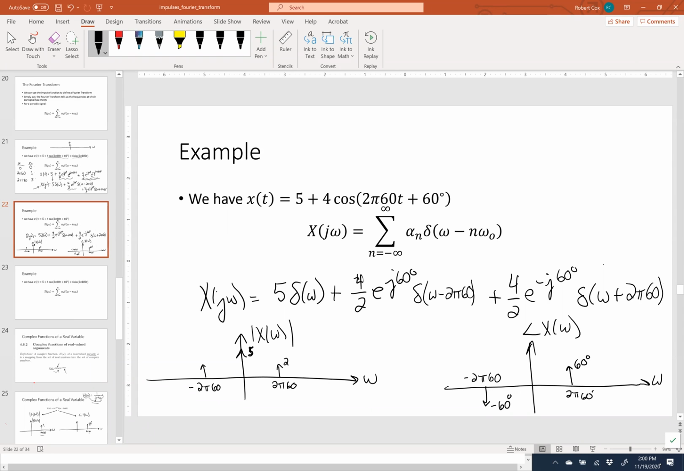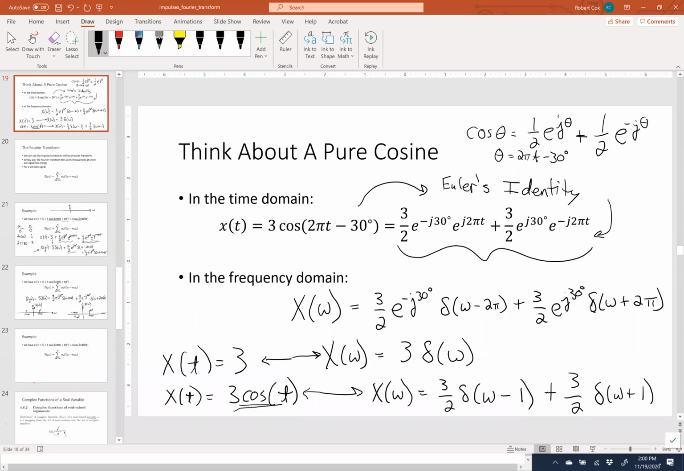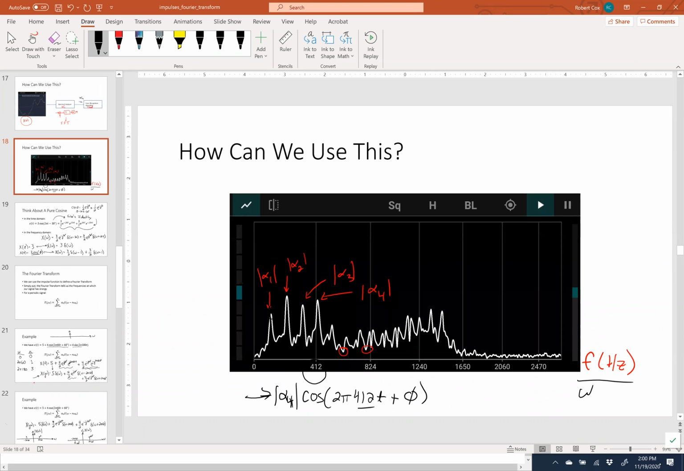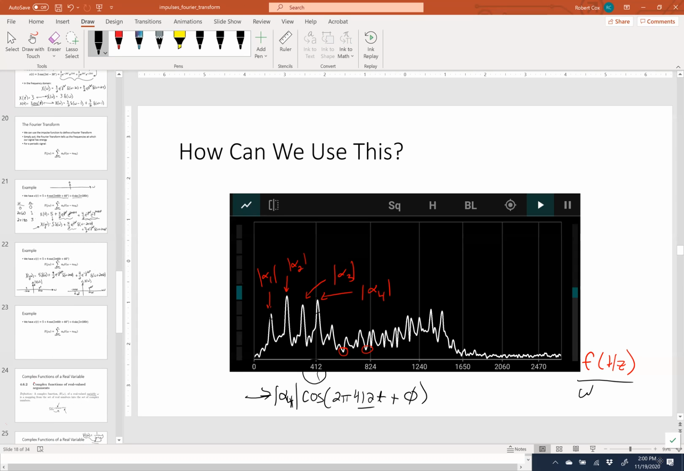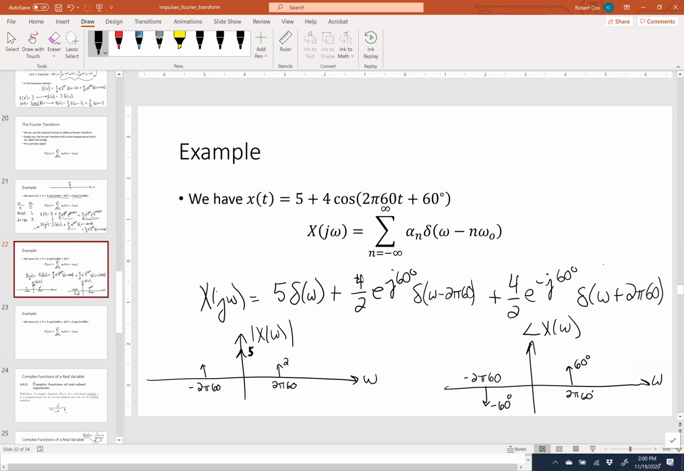Basically what I've done is represent the same thing that the frequency analyzer on my phone does. It shows impulses at the frequencies where there is a sinusoid present in the waveform. There was a sinusoid at 412 radians per second. This tells me that in this particular signal there's something at 2 pi 60. We do it in terms of the complex form of the series, plotting the magnitudes and the angles at those points.